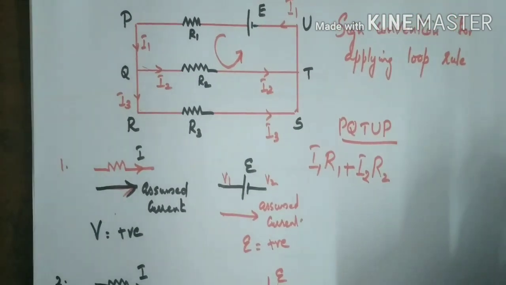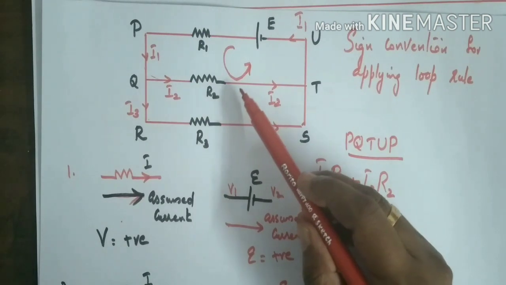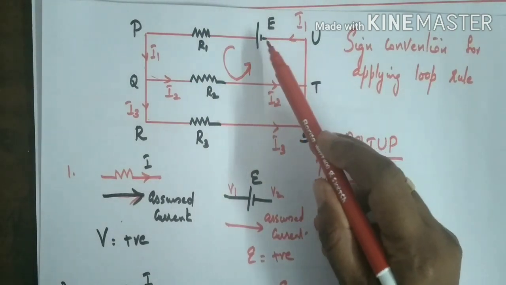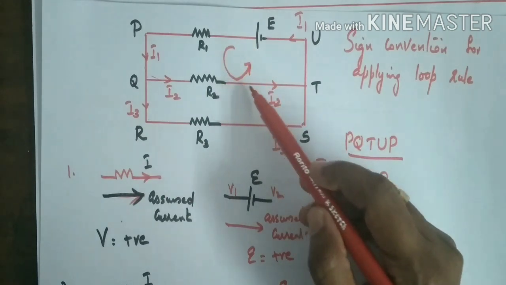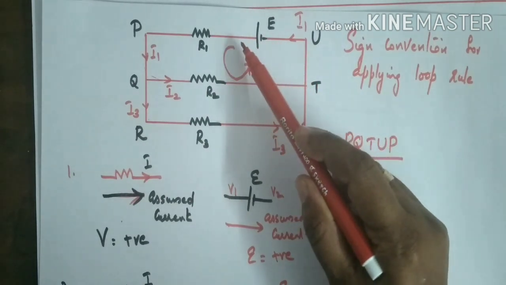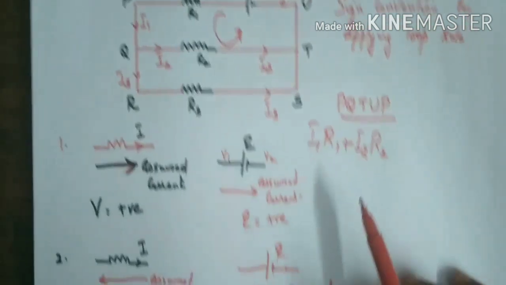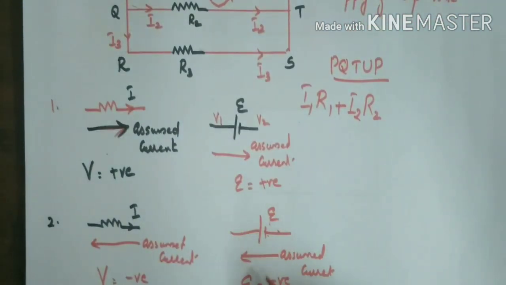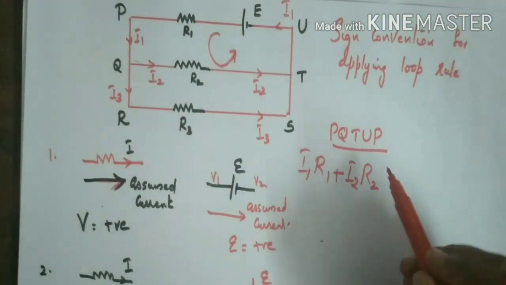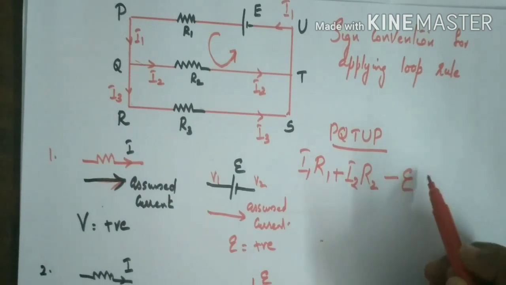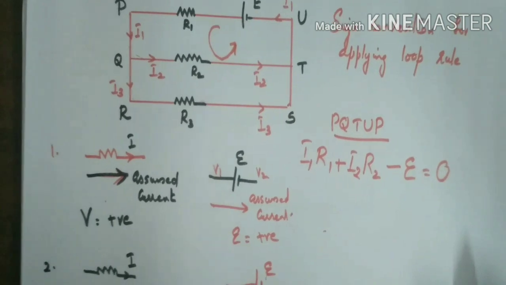So we have written the potential difference across R1 and R2. Then the next term comes like this. Through the cell, here it is from negative to positive. The assumed direction is from negative to positive, isn't it? Since the assumed direction is from negative to positive, what is its EMF? EMF is taken as negative. Therefore, here it is minus E equal to 0. That is the application of the loop rule.